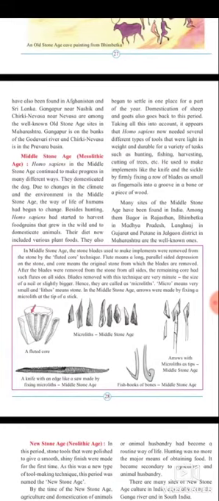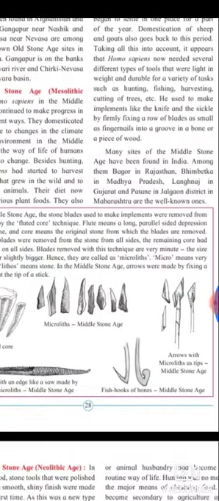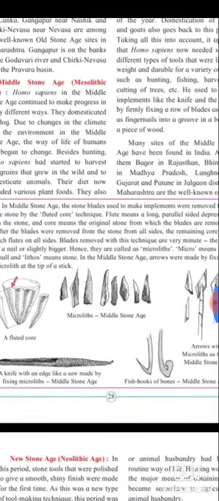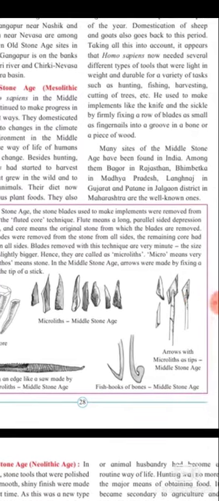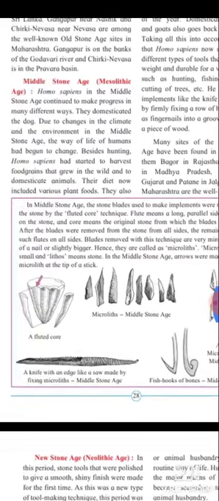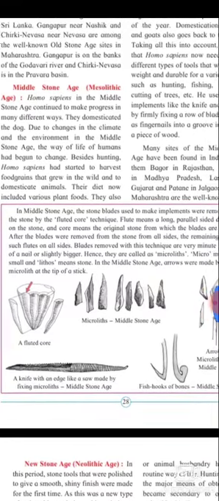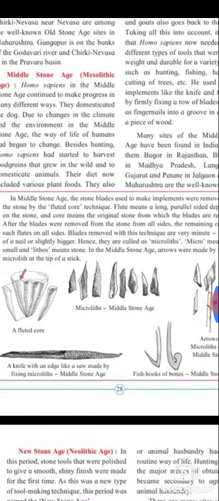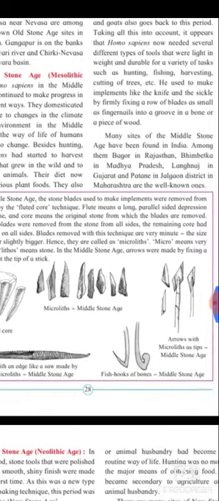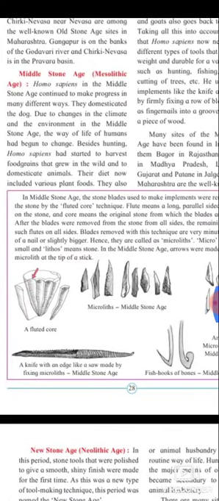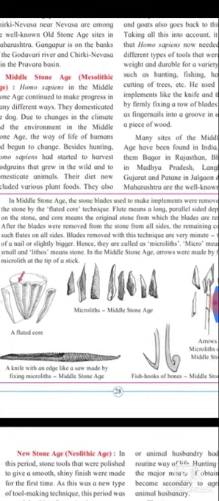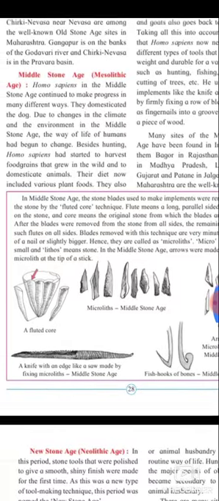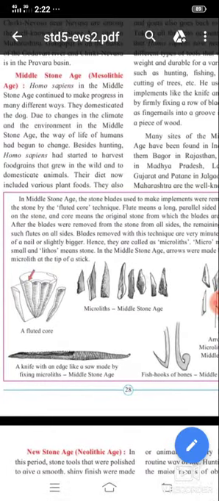In the Middle Stone Age, the stone blades used to make implements were removed from the stone by the fluted core technique. Flute means a long parallel sided depression on the stone, and the core means the original stone from which the blades are removed. After the blades were removed from the stone from all sides, the remaining core had such flutes on all sides.